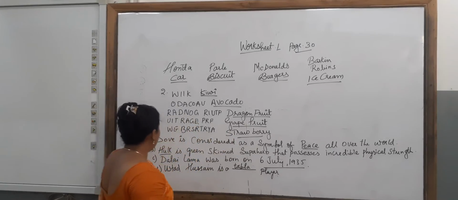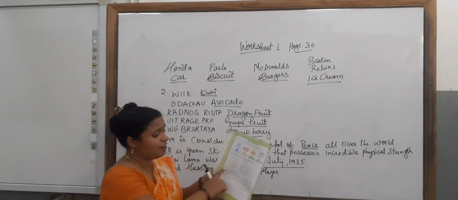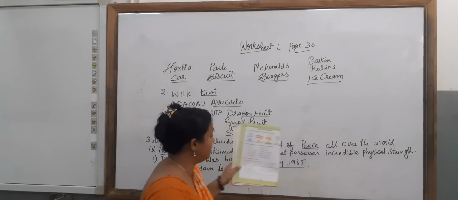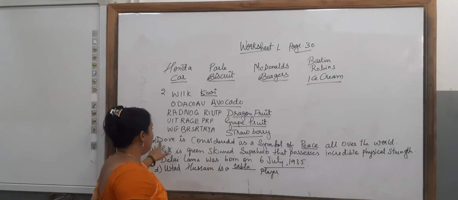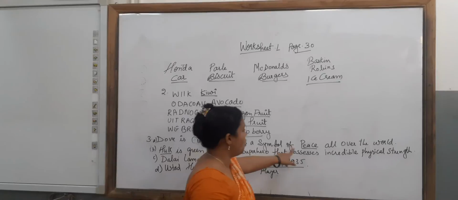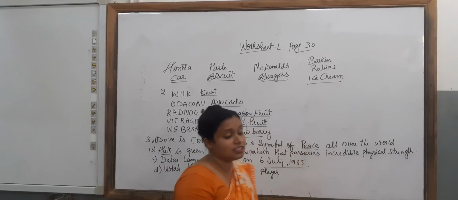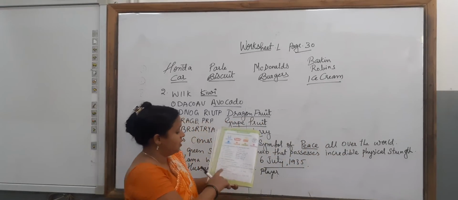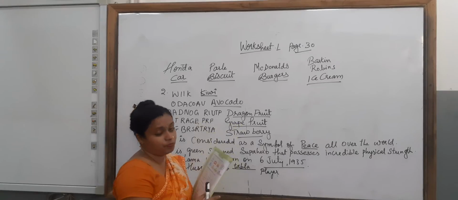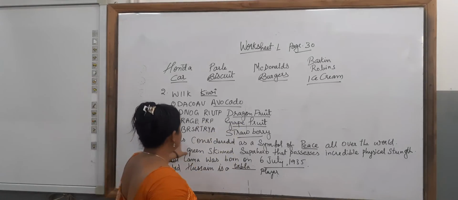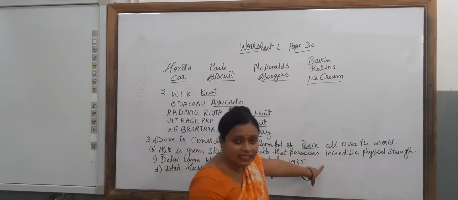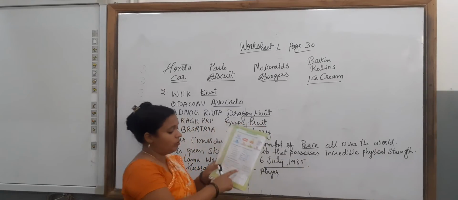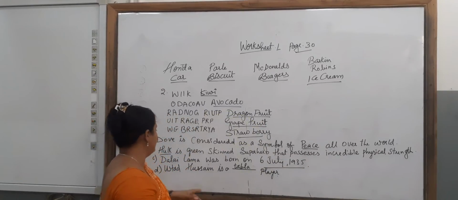Okay. Now, here you have to pick the correct option. You have to pick the correct option. Dove is considered as a symbol of dash all over the world. This is the first chapter in your book. Love, peace, unity. So, dove is considered as a symbol of peace. So, you tick the second one.